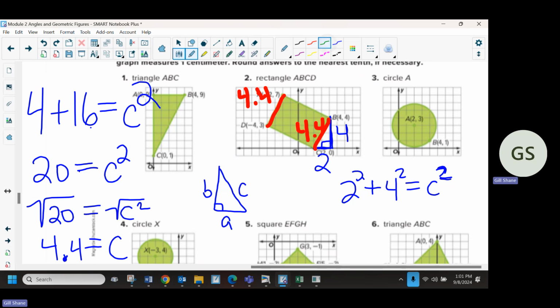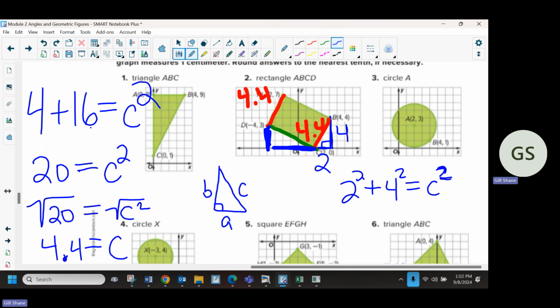So this side is also 4.4. Now I need to find the length of this line right here. Well, again, I can draw in lines going straight up and down and straight left and right to create my, I guess I'll do blue, to create my right triangle. So there's a line going up and down. There's a line going left and right. I can just count the squares.